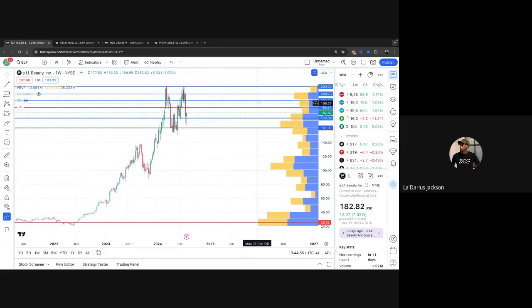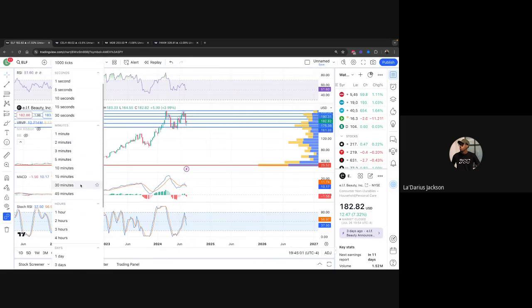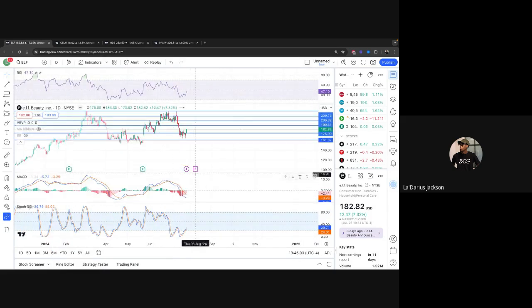So ELF is on tap this week. I'm paying attention to see which way we're going to go. Is it going to recover? Is it going to bounce? What kind of news we're going to get? And if it's time to make some gains. Looking at it on the daily time frame, it looks nice. 47 RSI pointing to the upside.